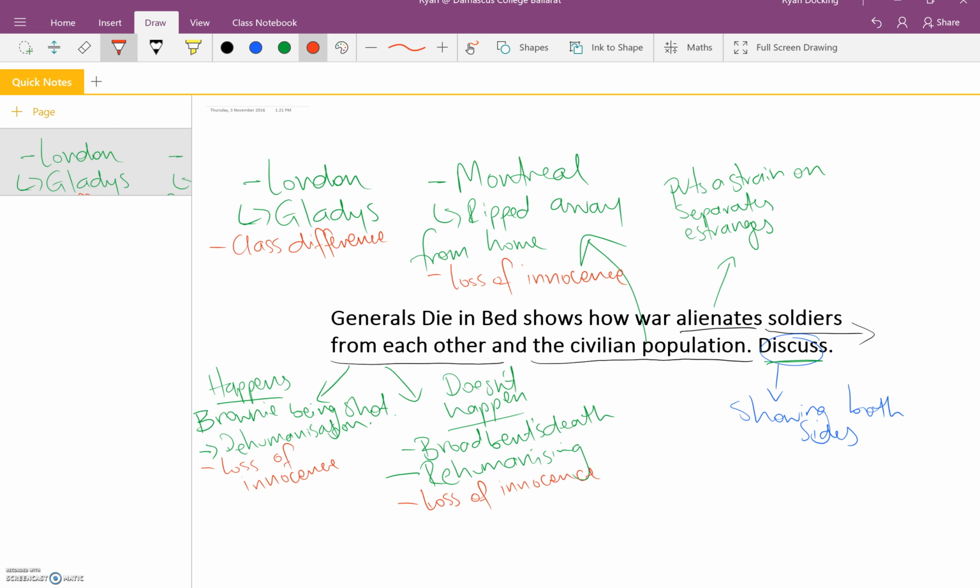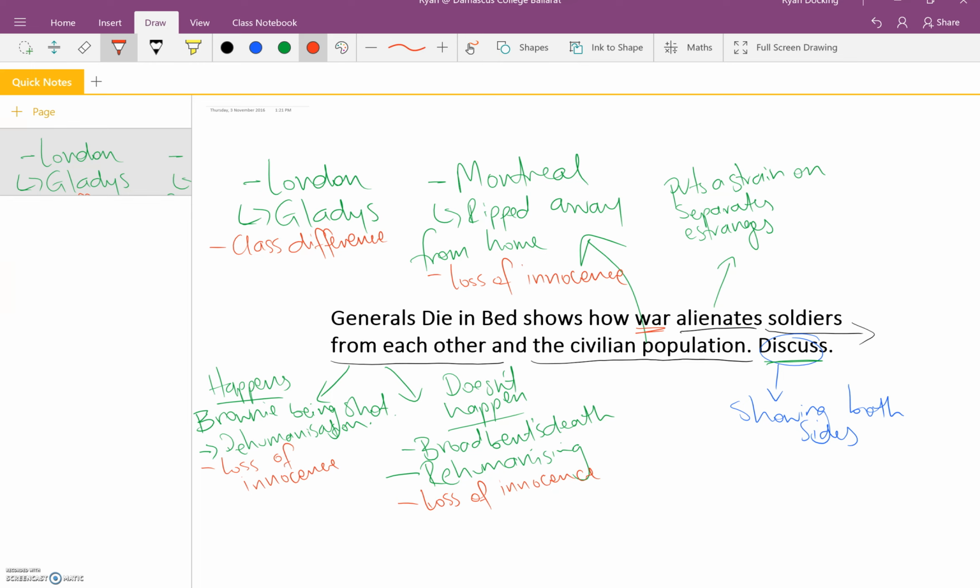Now, if you remember, one of the other themes that we have, of course, is in here. It's war. Now, it's really hard to talk about this text without talking about the war as well. So the war is obviously going to be a theme that you're relying on heavily. But those other ones, class difference, loss of innocence, there's enough there that you'd be able to write a whole essay on.